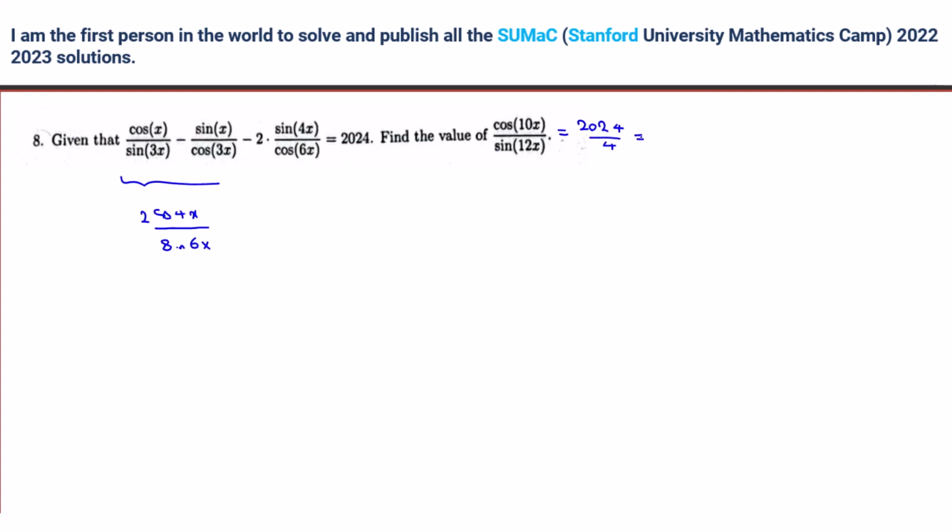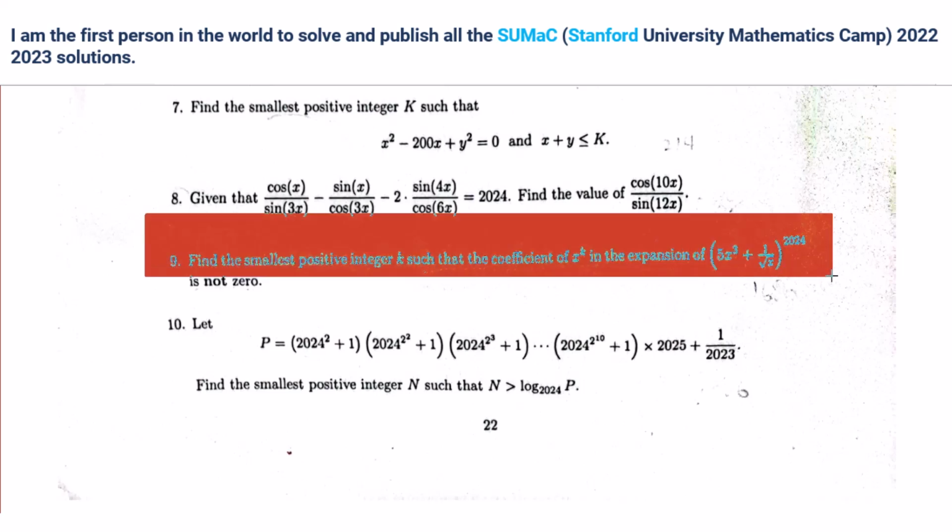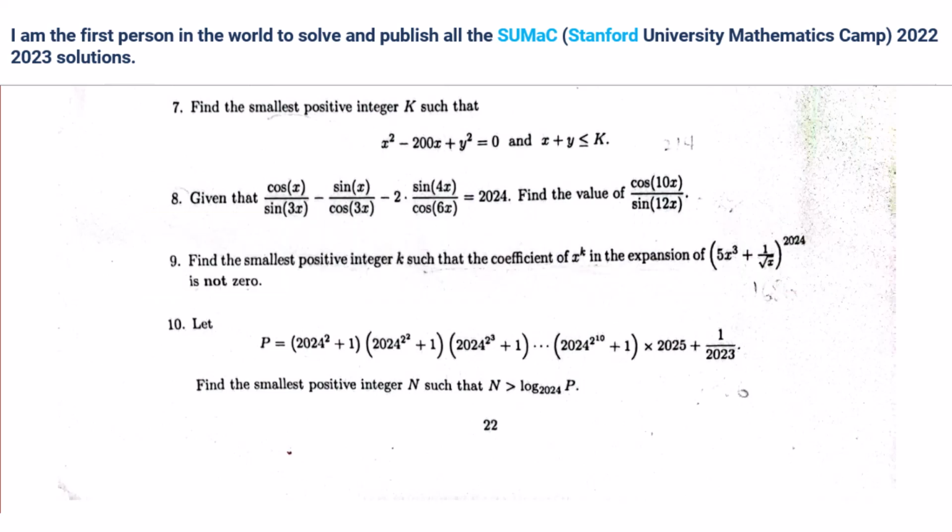So which is what? Which is 506. Okay. And this one is 2 cos 10x over sine 12x over 2, which is 4, right? So times 2. So you should divide this 2024 by 4. Okay, good job. I had not expected that this would come to your mind quickly, but good job. Great job. So let's try.